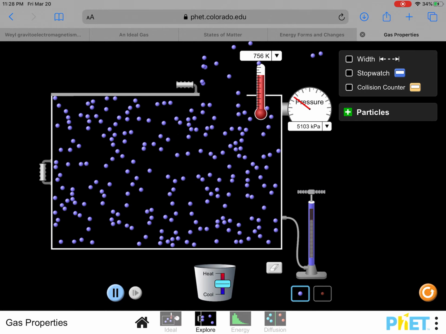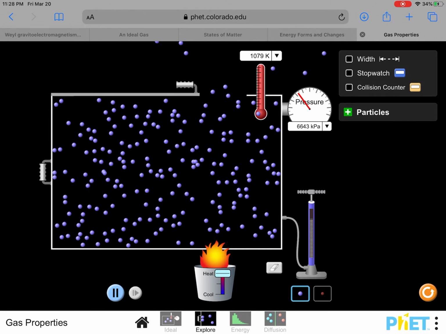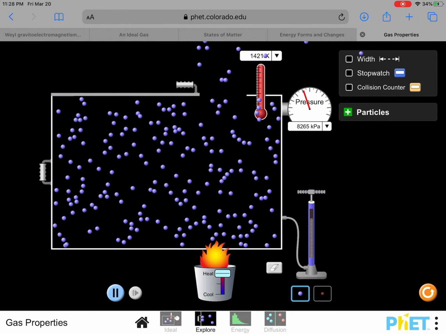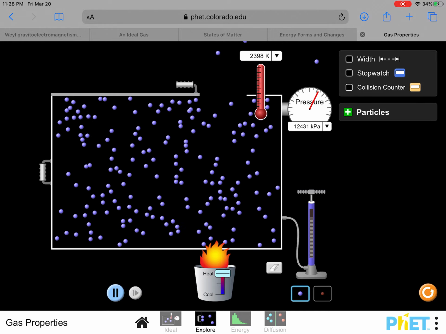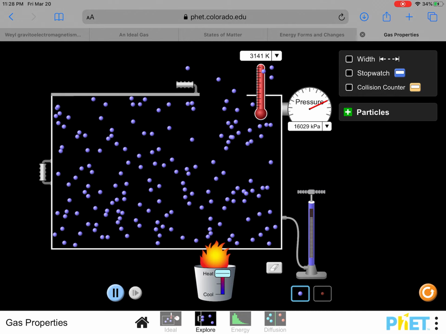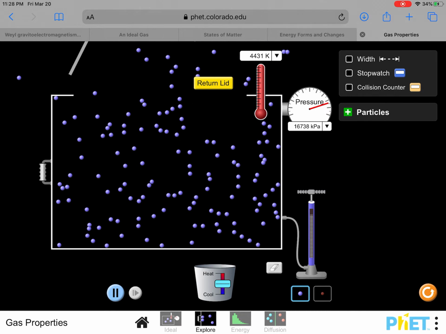So if you keep the pressure constant and if you add heat, then what's going to happen is that all the gas is eventually going to leave the chamber. That means that it's going to take up more and more space on the outside. So if pressure is constant, if you increase temperature, volume should increase.